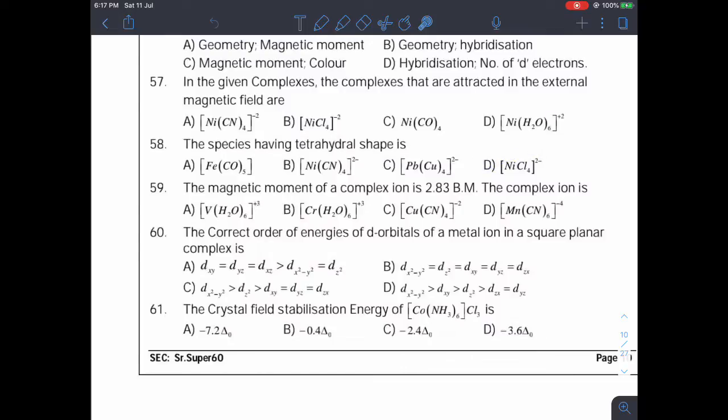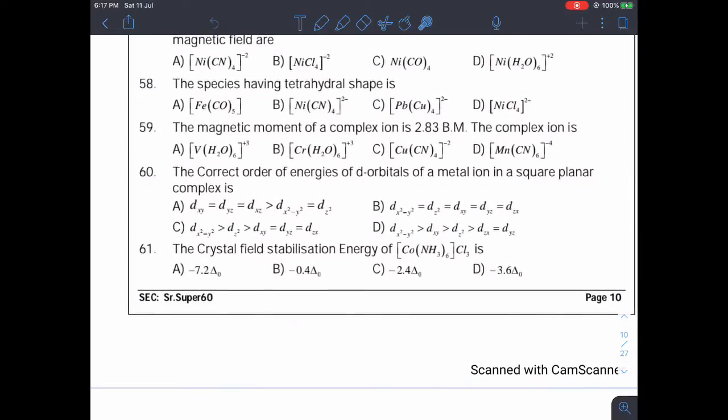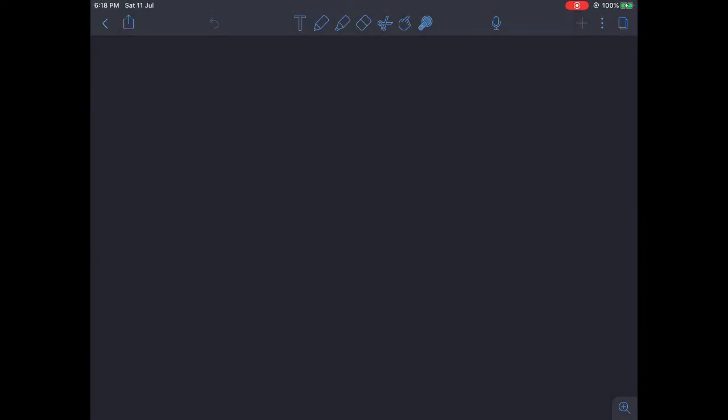Now moving to question number 59. The magnetic moment of a complex is given this much. The complex ion is: let me tell you, if the magnetic moment is 2.83, and if you solve this quadratic equation, mu equals under root n(n+2) Bohr magneton, that is equal to 2.83. You will figure out the value of n to be 2.